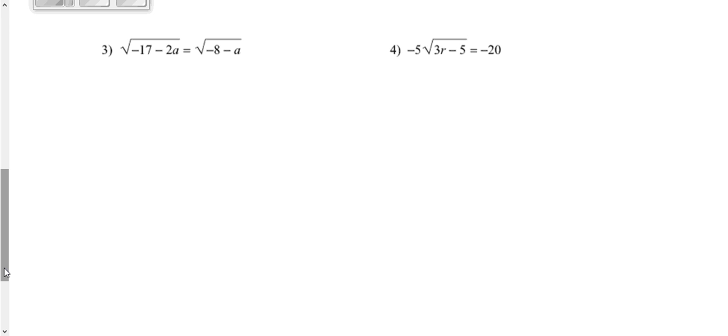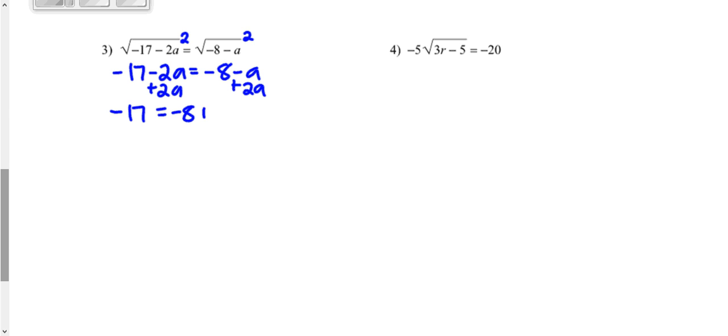Moving on to number 3, it's very similar to number 2. We're going to start by squaring both sides. So I have the square root of negative, I squared, so I don't have the square root anymore. Negative 17 minus 2a equals negative 8 minus a. Add the 2a over. So I have negative 17 equals negative 8 plus a. Adding 8, so I have negative 9 equals a.